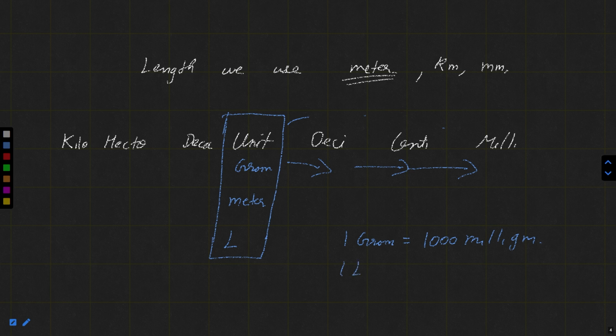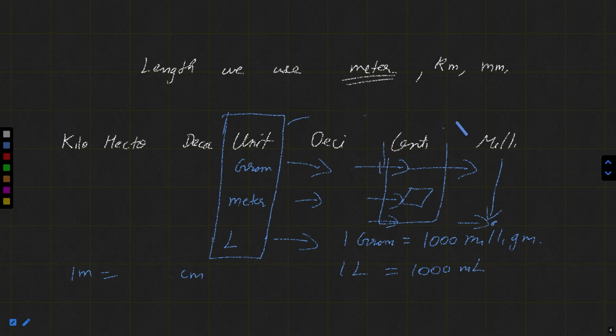Now for 1 liter, if you see 1, 2, 3 steps, now you are here. So milli is here. So it means 1000 milliliters, ml. Okay, I hope this is clear. If you remember, 1 meter, how many centimeters are there? 1 and 2. Now you are at the centi column. So this is 2 steps, so multiply by 100. So 1 meter is equal to 100 centimeters.